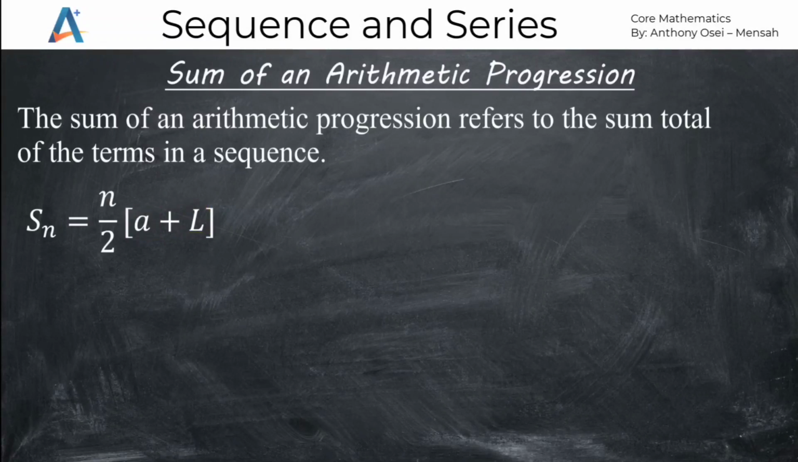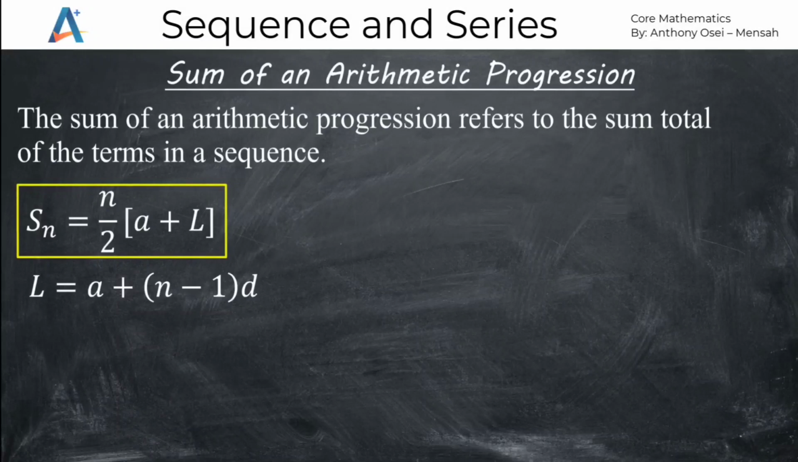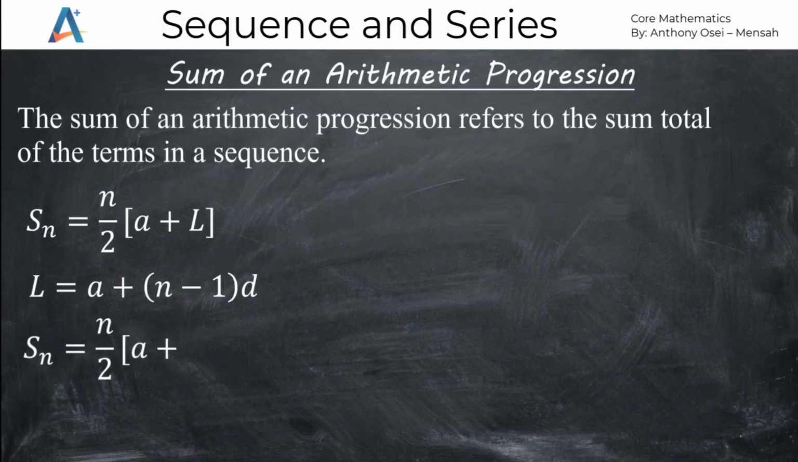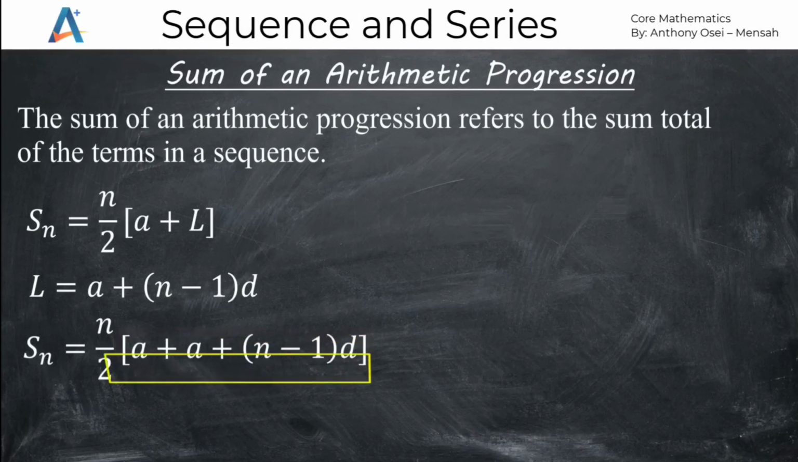Now, we also know that the last term has its own formula as a plus n minus 1 times d, where d is the common difference. So the last term has the same formula as the nth term. So we can substitute the last term into this formula to get another formula. So Sn will be equal to n over 2 multiplied by a plus the last term. Instead of the last term, we will put the formula for the last term, a plus n minus 1 times d.